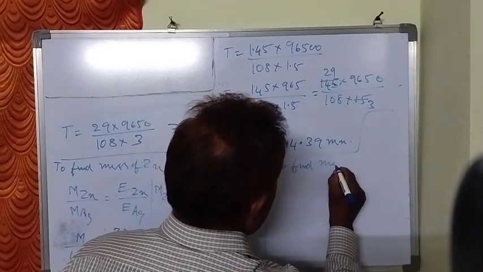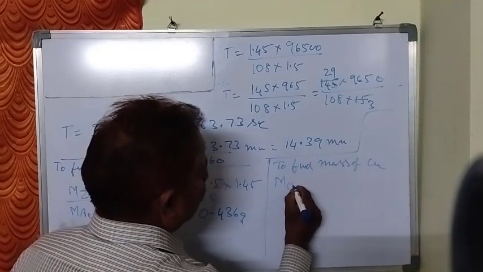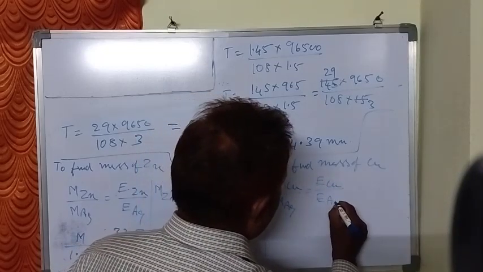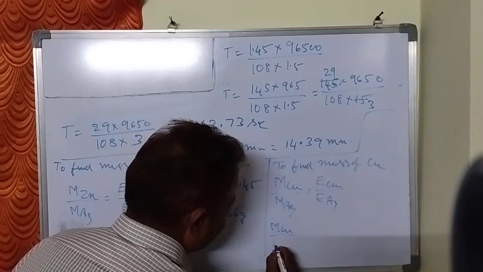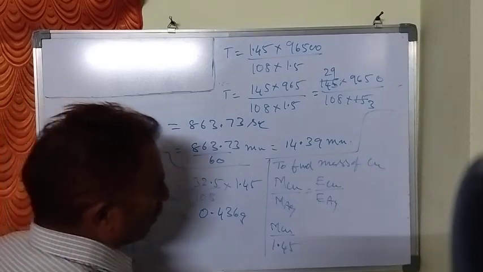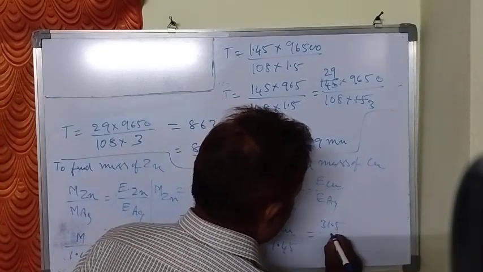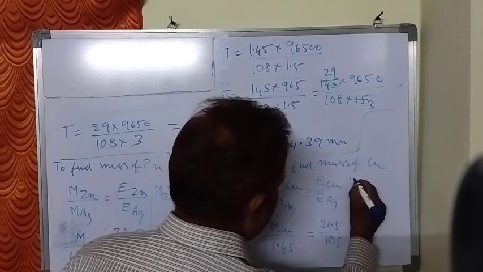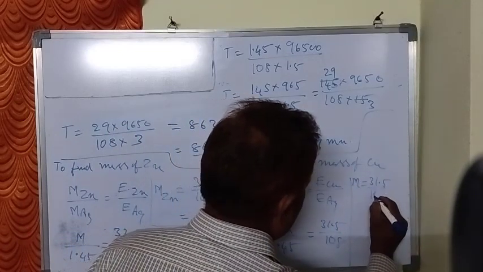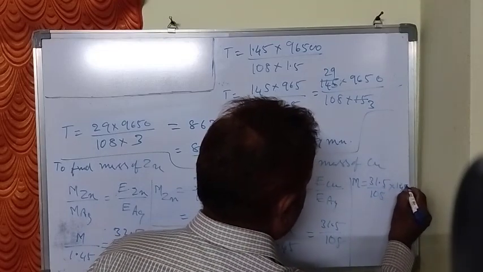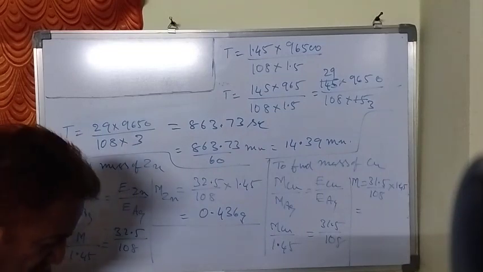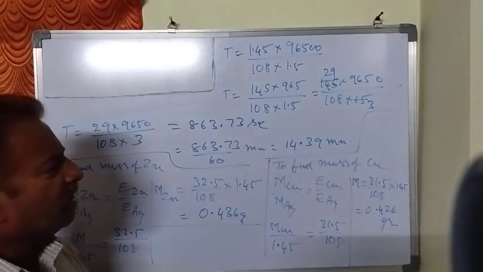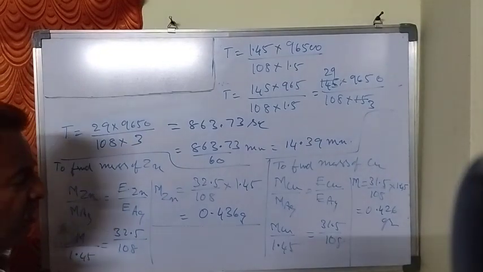Now to find mass of copper. Mass of copper by mass of silver deposited, 1.45, is equal to equivalent weight of copper 31.5 by 108. Now mass of copper equals 31.5 by 108 into 1.45. If we simplify this, the value obtained here is 0.426 gram.